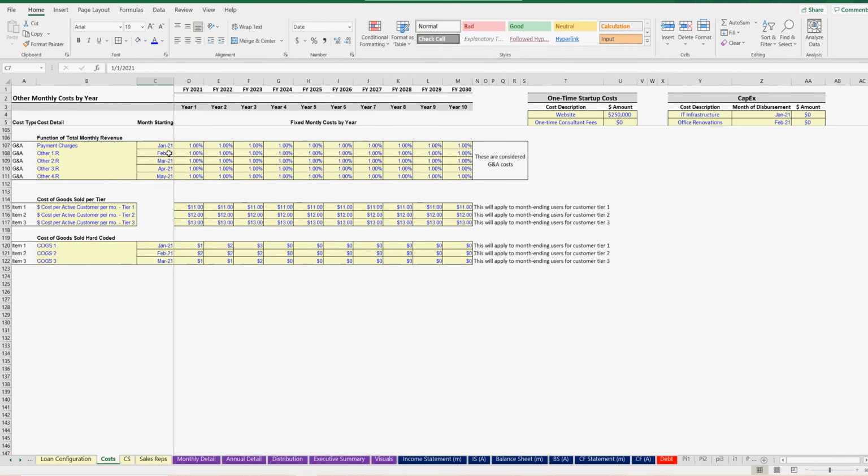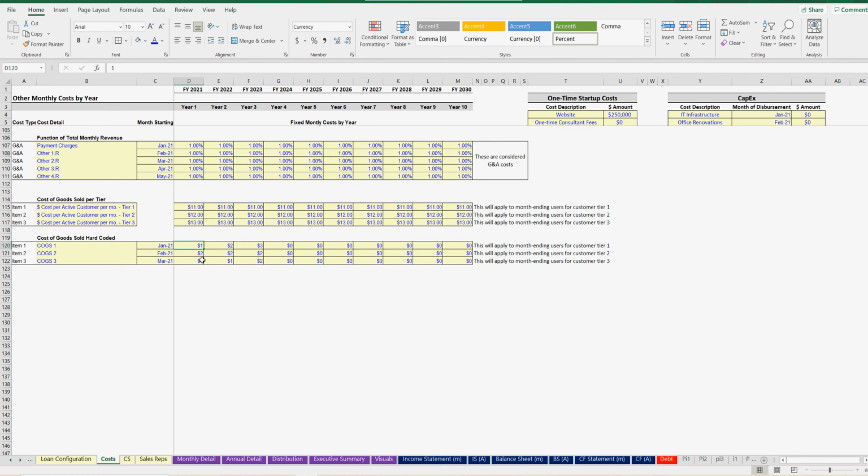We've also got costs as a function of total monthly revenue, which this would essentially be if people are paying through credit cards and there's a credit card fee the company has to bear. You can zero out any of this if it's not applicable. You've also got cost of goods sold, basically a dollar value per active customer, and here a customer is just assumed to be a loan. So this is the cost per count of loans existing per month, and there's three types you can do there, or you could zero it all out.